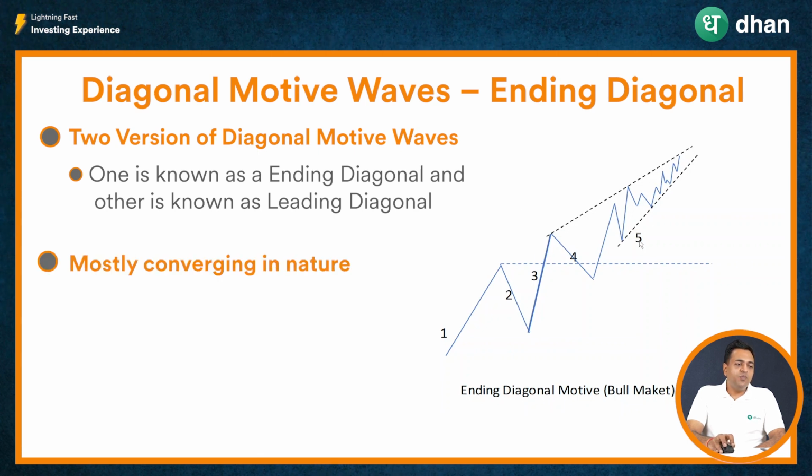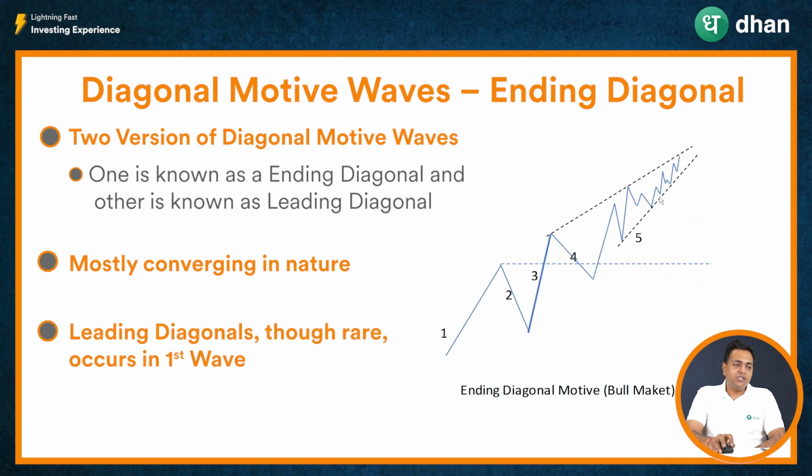This is mostly going to be converging in nature, that is very similar to a converging triangle pattern or a symmetrical triangle pattern. Finally, if this kind of a pattern or this kind of an extension is visualized in the first wave rather than the fifth wave, then we call it a leading diagonal wave.